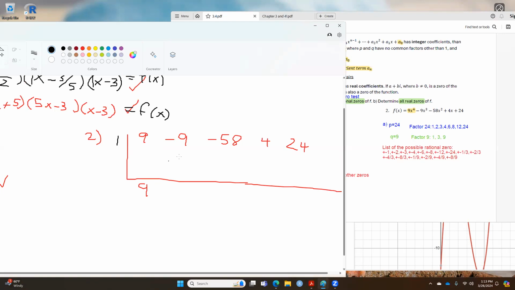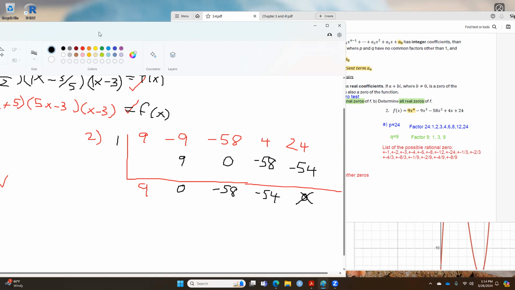So 1 times 9 is 9. Add them up becomes 0. 1 times 0 is 0. Add them up is negative 58. 1 times negative 58 is negative 58. And if you add this, it's negative 54. And 1 times negative 54 is negative 54. And you kind of know that this is not going to give us a 0 as a remainder. That means that 1 is off this list.